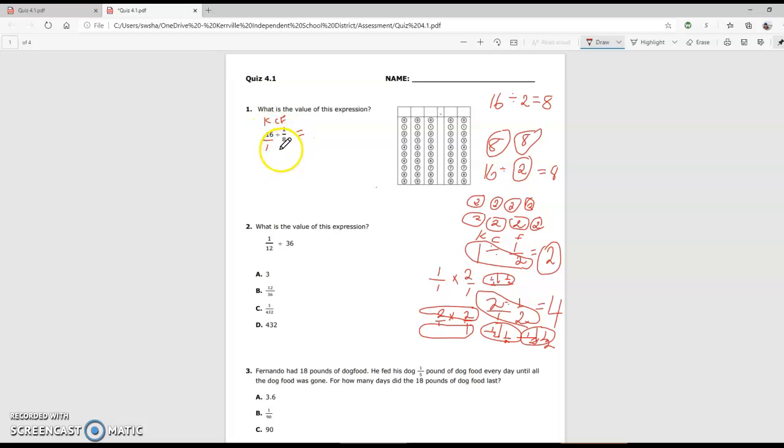You have 8 1/8 in one whole. Okay, if you have one whole, you would have 8 of those. 1, 2, 3, 4, 5, 6, 7, 8. 1/8, 2/8, 3/8, 4/8, 5/8, 6/8, 7/8, 8/8. Right, one whole, you would have 8 1/8.